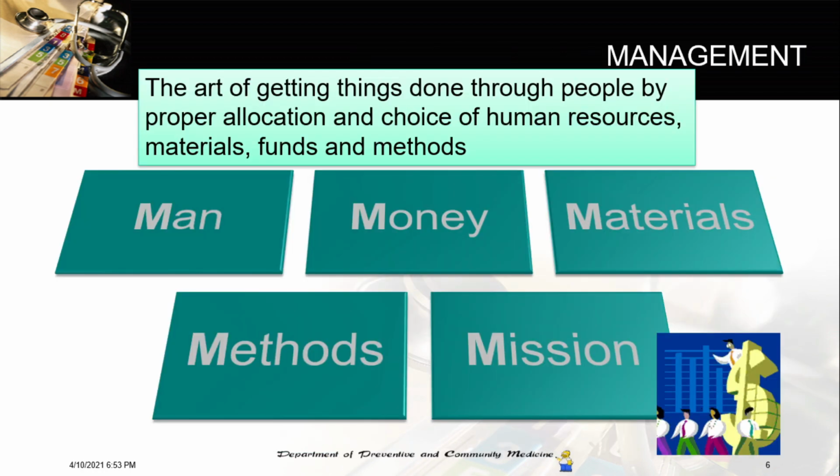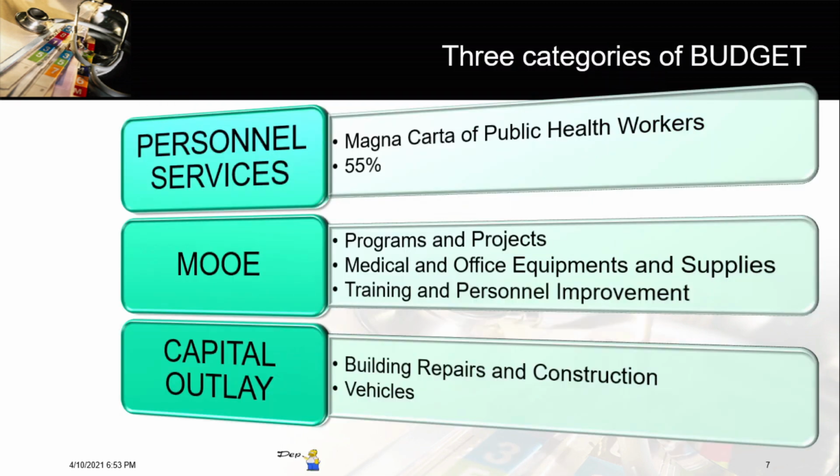We define management as the art of getting things done through people by proper allocation and choice of human resources: man, money, materials, and methods. These are the 3 categories of budget.